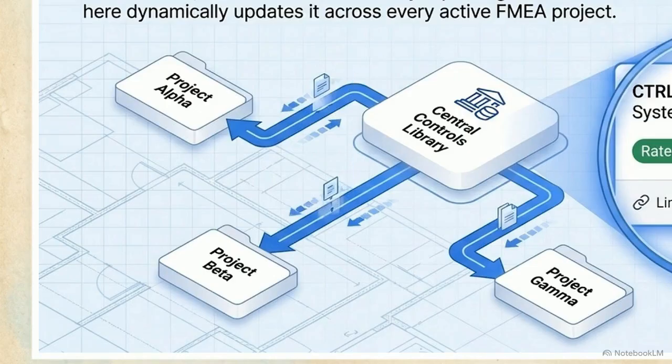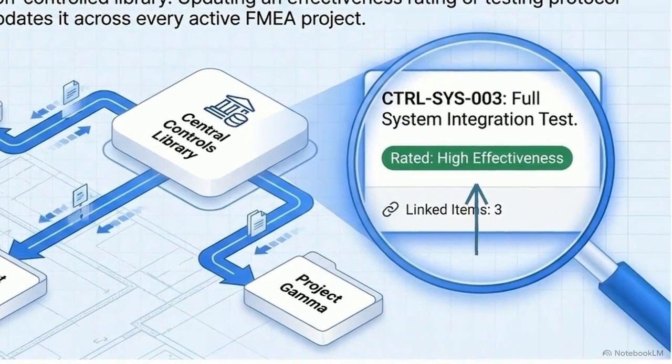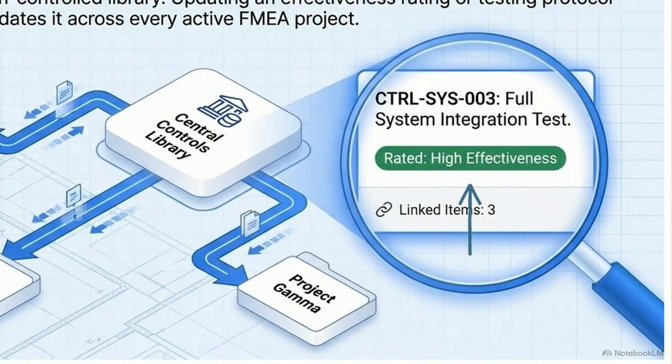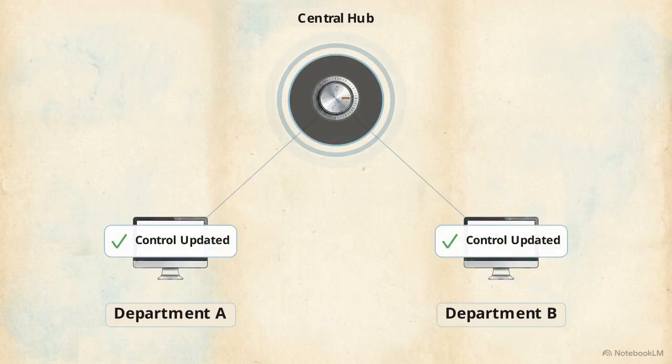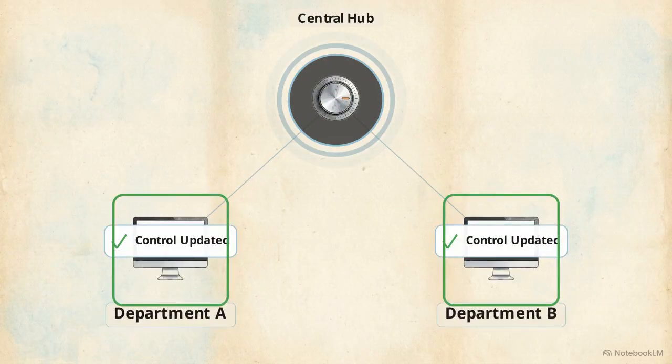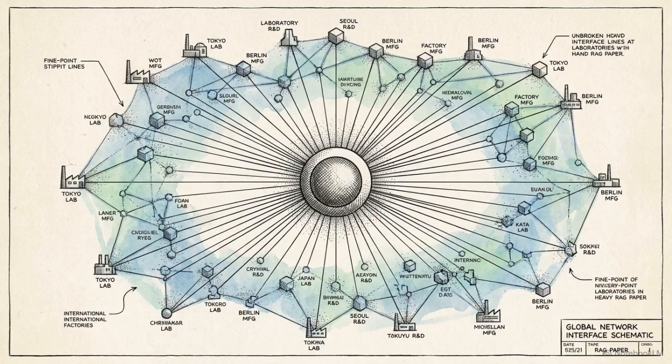Controls live universally in this centralized hub. If an engineer revises an effectiveness rating here, that modification dynamically cascades across every active FMEA globally. This systemic reusability physically prevents disparate product teams from making the same engineering errors twice. Institutional engineering wisdom is captured precisely once and then leveraged endlessly across the entire enterprise.